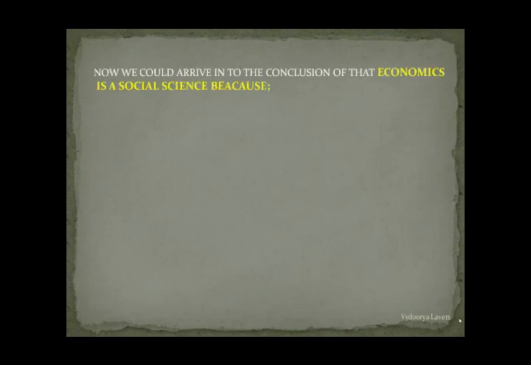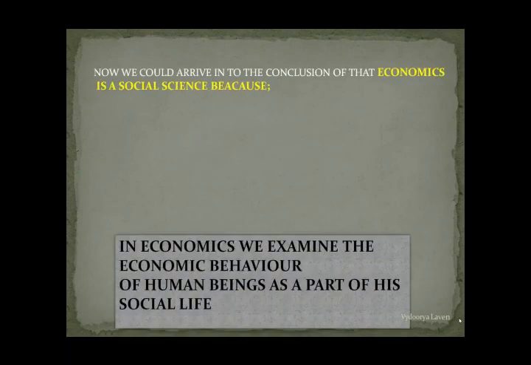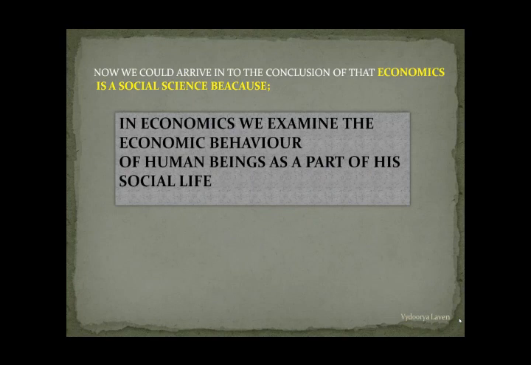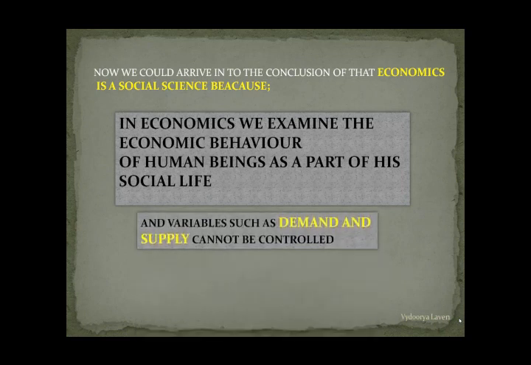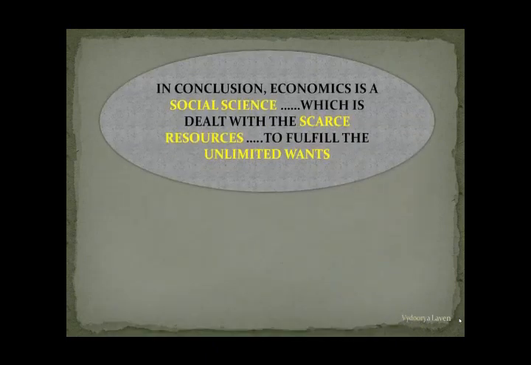Now we could arrive at the conclusion that economics is a social science because in economics we examine the economic behavior of human beings as a part of social life, and variables such as demand and supply cannot be controlled, like what I explained just before. Thereby, I would like to conclude my session by telling that economics is a social science which deals with scarce resources to fulfill unlimited wants.